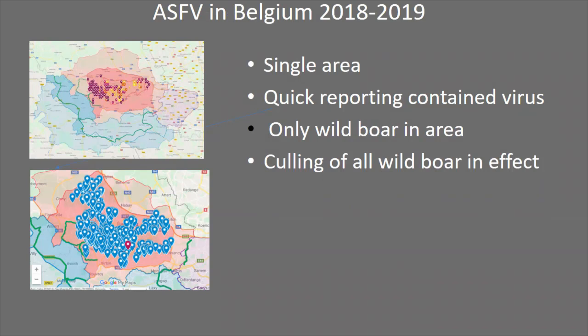ASF also made a jump into Belgium. Luckily, this was discovered early, and it was in a small, single area that was quickly quarantined. There's only wild boar in this area, and now they're doing complete culling of wild boar to control the disease.